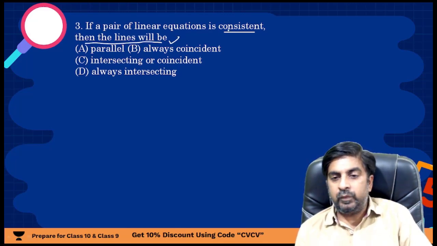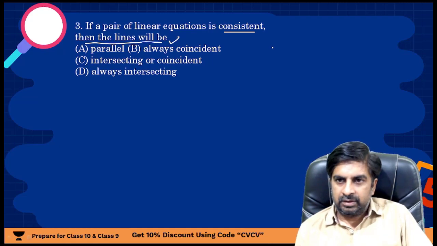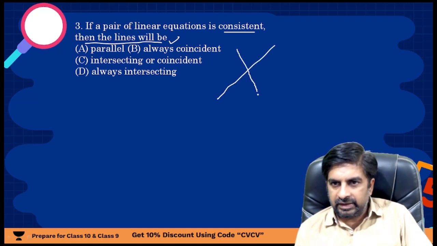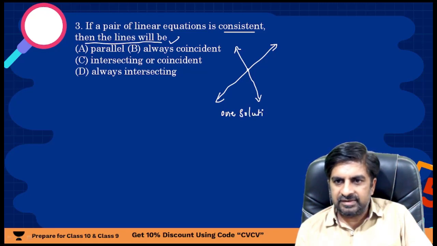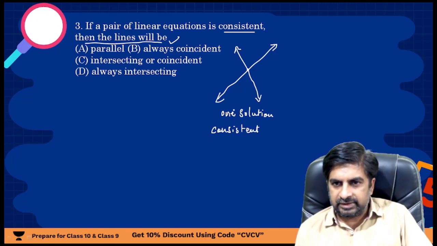Now, when can we say the lines are consistent? When we are getting intersecting lines, at that time we are getting one solution. Intersecting lines, one solution, means we are getting some solution. When we are getting some solution, at that time we can say consistent. So one condition is intersecting.